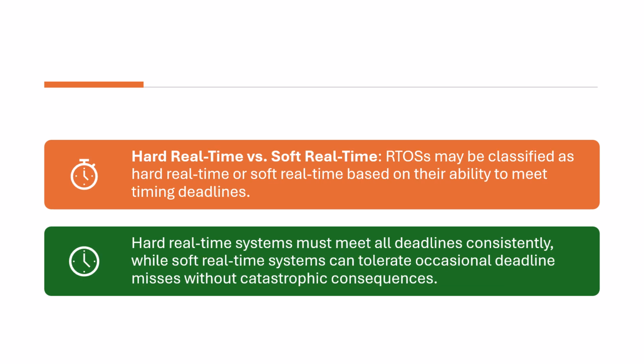Hard real-time and soft real-time. RTOS may be classified as hard real-time and soft real-time. These are two classifications based on their ability to meet timing deadlines. Hard real time means it must meet all the deadlines consistently. There is no other way. It should always do that. That is what we call hard. Soft can tolerate occasional misses without causing catastrophic consequences. So hard should meet all the timing requirements, and soft might miss something without causing any issue.